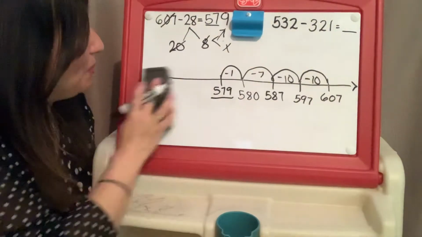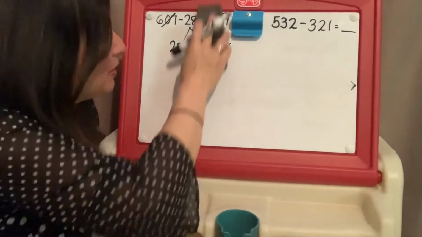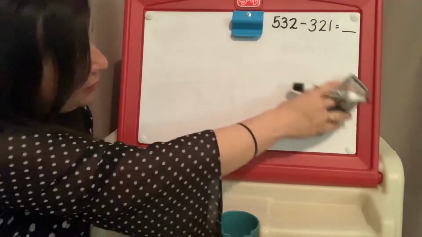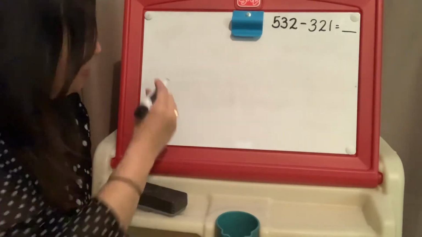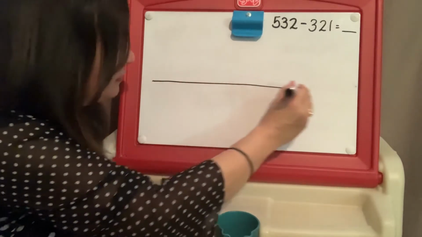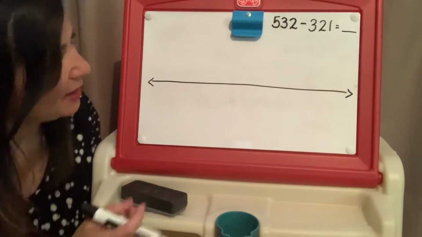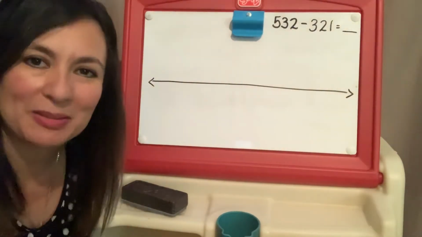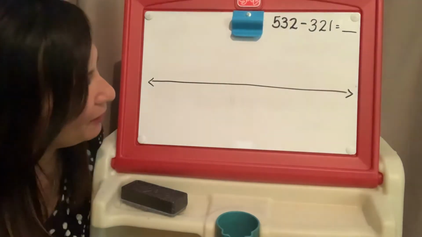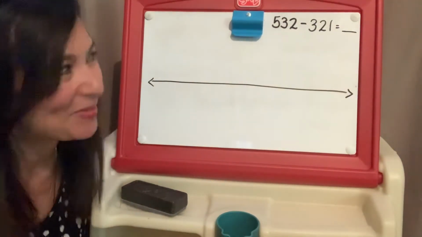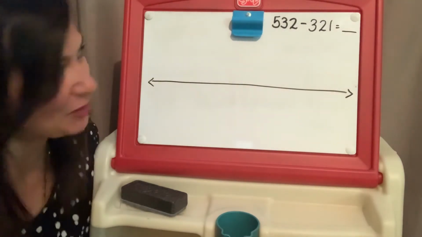Let's do one more. This time we'll do a 3-digit subtract 3-digit equation. Let me draw my empty number line. Let's take a look at this. Do you think we'll have any bridging, any regrouping? 532 subtract 321. What do you think? I think no, but let's just double check.